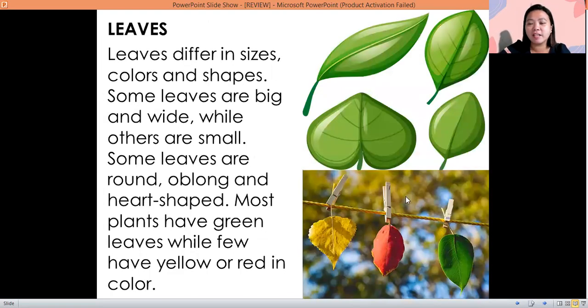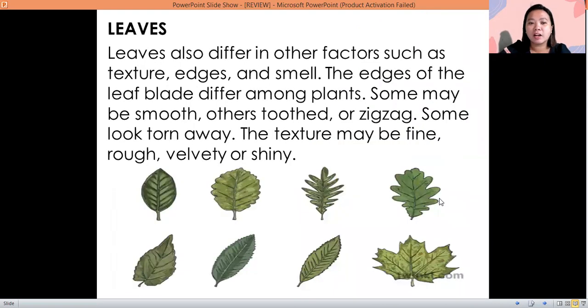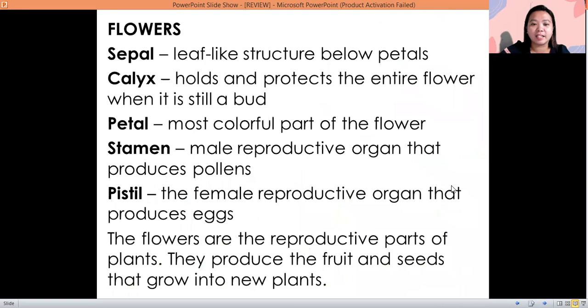Leaves differ in sizes and shapes, also in colors, texture, edges, and smell. Some may be smooth, others toothed or zigzag. Some look torn away. The texture may be fine, rough, velvety, or shiny.